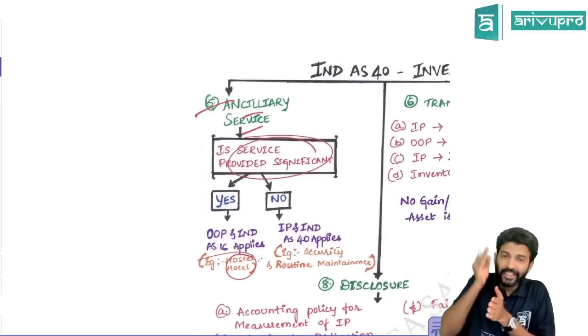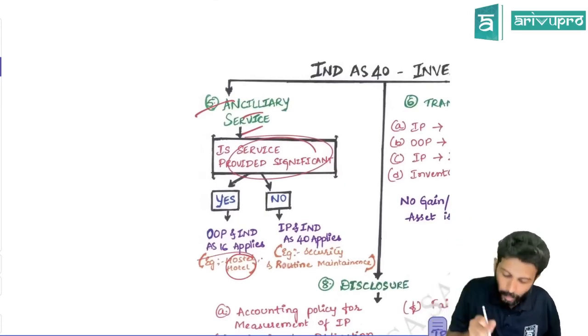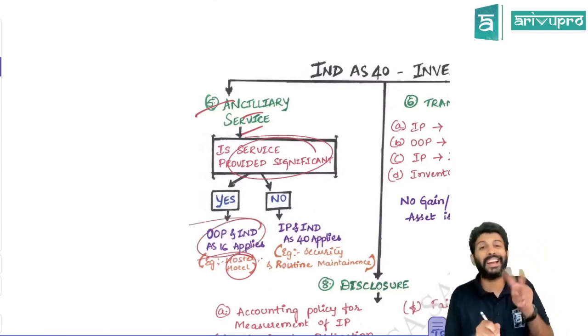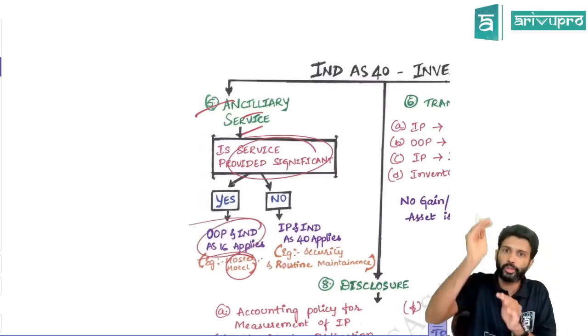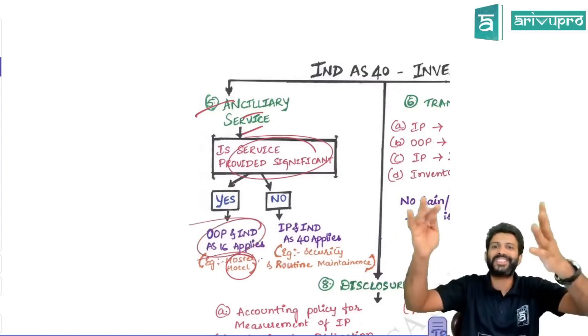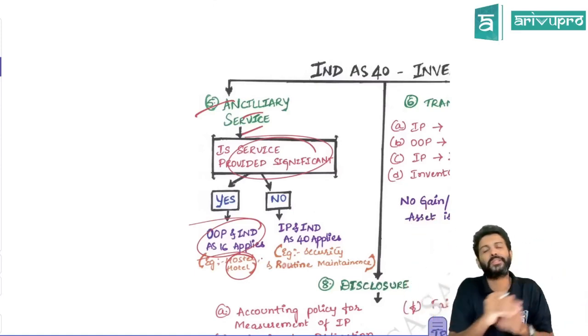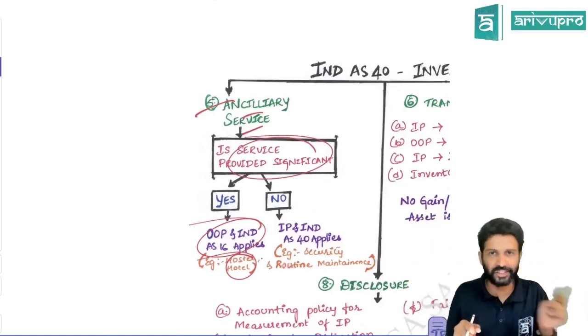So if you're providing a service which is significant, then the entire property will be classified as OOP, and IND AS 16 shall apply because the service portion is your main business. Okay, your main business is that. So the entire property will be classified as OOP itself, and IND AS 16 applies.